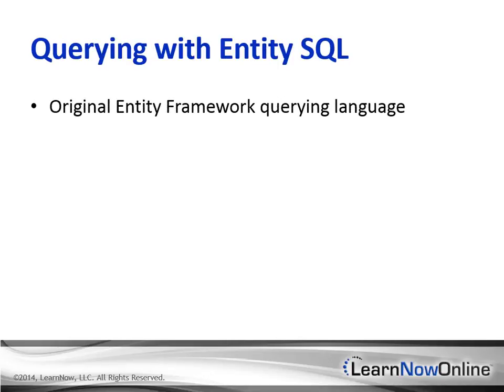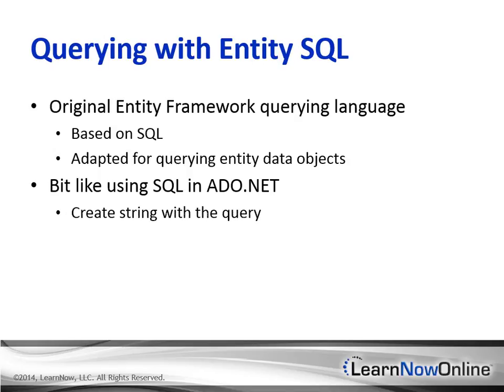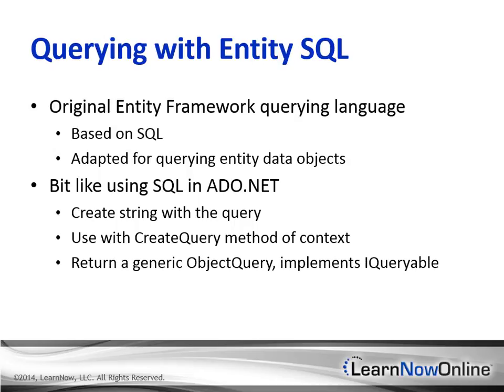Entity SQL was the original querying syntax developed for Entity Framework. As the name implies, it's based on SQL, the structured query language, but is adapted for querying entity data objects, not relational data. Using Entity SQL is a bit like using SQL with regular ADO.NET. You have to create a string with the query, and then use that string with the CreateQuery method of the context object to return a generic ObjectQuery of the proper entity type, which implements IQueryable.